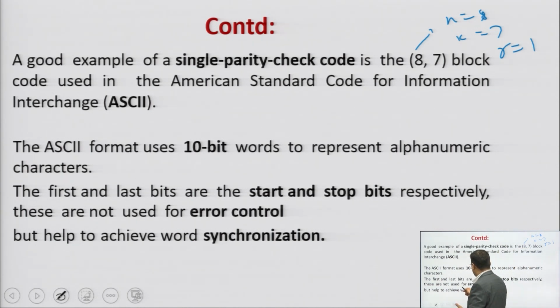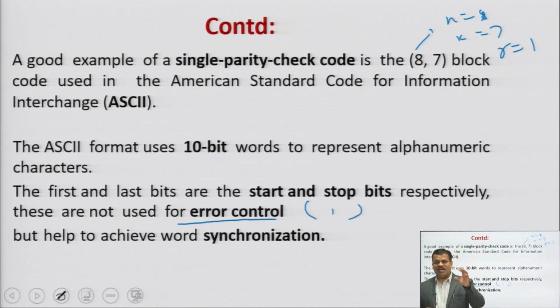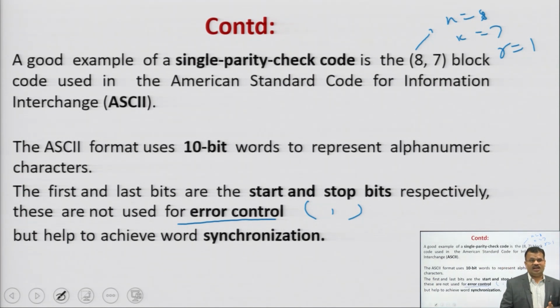These are not used for error control, because in error control only the parity bit is used. But it helps to achieve word synchronization in the system. In this way we can represent our ASCII code in 10 bits. 7 bits are information bits, 1 bit is the parity bit, and the first and last bits are the start and stop bits respectively.